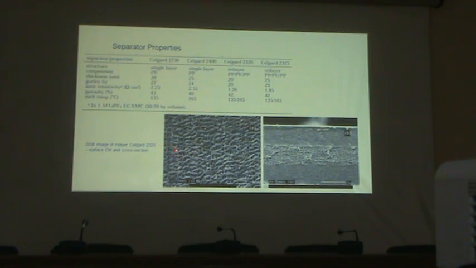And this is the surface SEM. These are the varieties of separators that are available, from single layers to tri-layers. And the figures you have to worry about are given here. When you choose a separator, what should you worry about? Thickness, Gurley, tortuosity, porosity, and melting temperature. I'll talk about a few of them in detail.